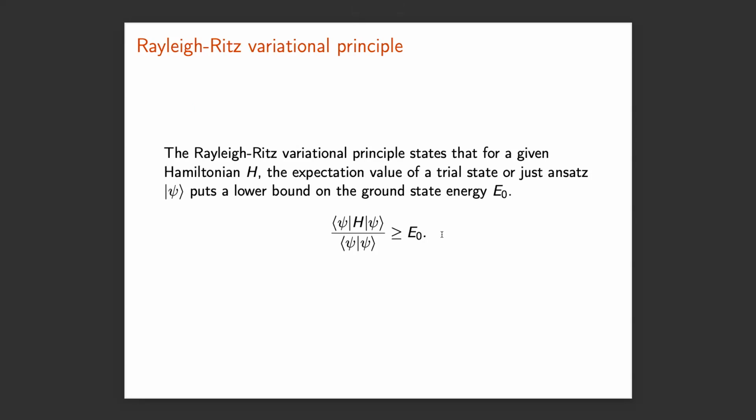So the whole thing with this variational quantum eigensolver is that we use what's called the Rayleigh-Ritz variational principle. And that simply states that for a given Hamiltonian, the expectation value of a trial state, or just ansatz, puts a lower bound on the ground state energy. So if you have the exact solution, then you have the exact energy. Because then h times psi is just a constant times psi, and then you have a normalization constant divided by a normalization constant. In general, the guess you make will never give you the exact energy.